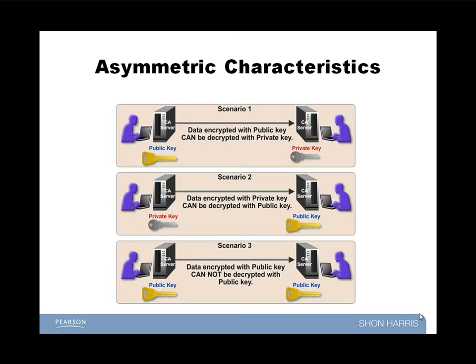Now, again, what you should do is ask yourself when we're done with this presentation, and we're going to go through these questions, but you need to ask yourself, if I encrypt something with my private key, who can decrypt it?